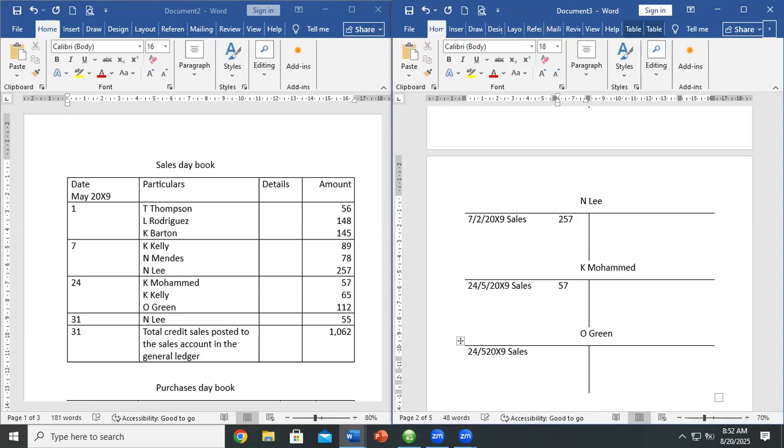Good. Then we have the last one, which is N. Lee. We already have N. Lee in our sales ledger. So we come here, 31st May 20x9.